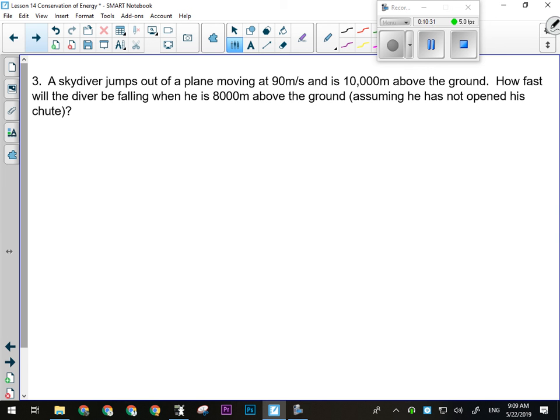Okay, so different situation here. A skydiver jumps out of a plane moving at 90 meters per second, and they're 10,000 meters above the ground. How fast will the diver be falling when he is 8,000 meters above the ground, assuming he has not opened his chute? And why do I bother saying that?